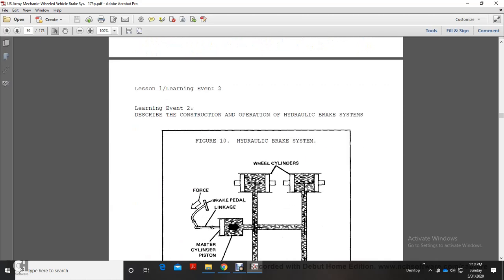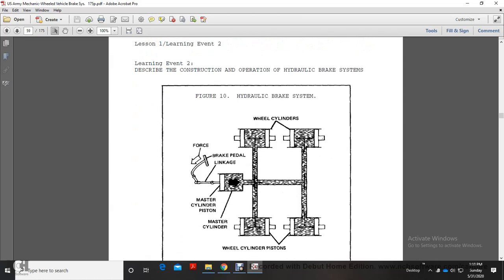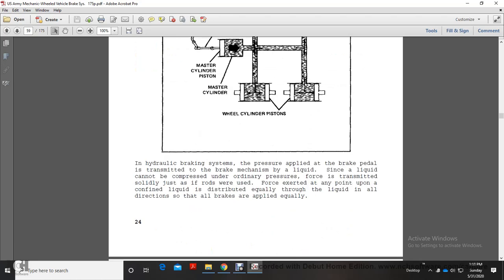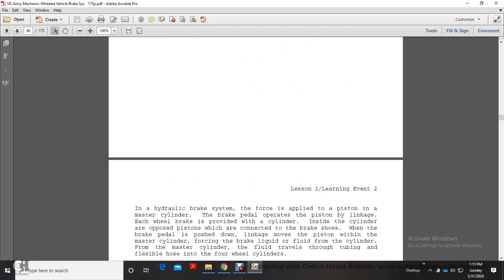Alright, learning event number 2, describe the construction and operation of the hydraulic brake system. Hydraulic brake system: wheel cylinders, brake pedal linkage of the master cylinder piston, master cylinder, wheel cylinder pistons. In a hydraulic braking system, the pressure applied at the brake pedal is transmitted through the brake mechanism by liquid. Since liquid cannot be compressed with ordinary pressure forces, pressure exerted at any point upon a confined liquid is distributed equally in all directions, so that all brakes are applied equally.